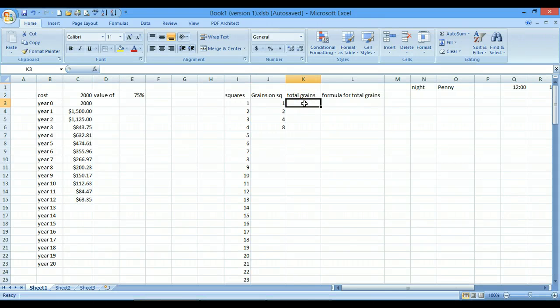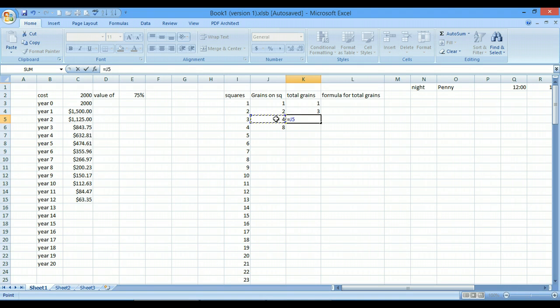The first one, the total number of grains, there's only 1 on the first square. The next one, the total number of grains will be 2 on this square and 1 on this square. So 3. And this one will have 4 on this square and 3 from the 4, 2, and 1, or 4 plus 3. In fact, we could go ahead and make an equation here using Excel, not the base 2 that we saw previously, just so you can see there's multiple ways.